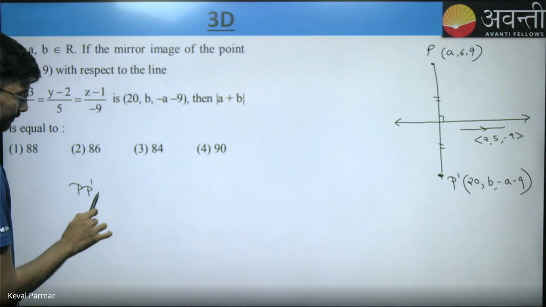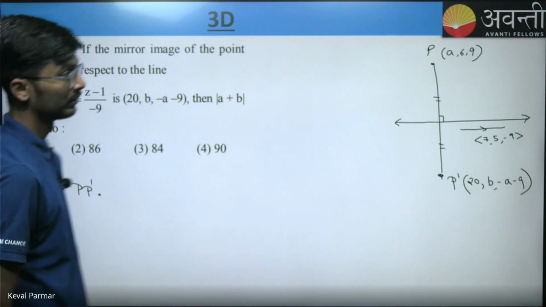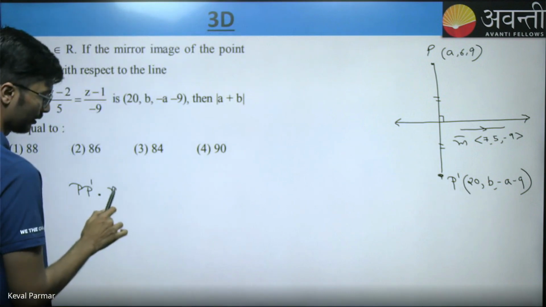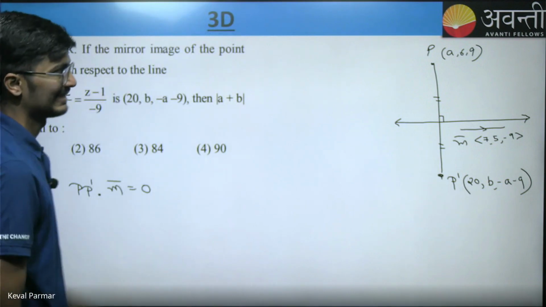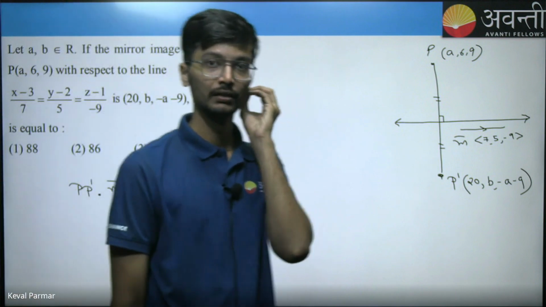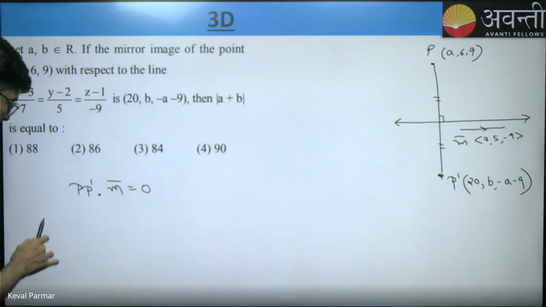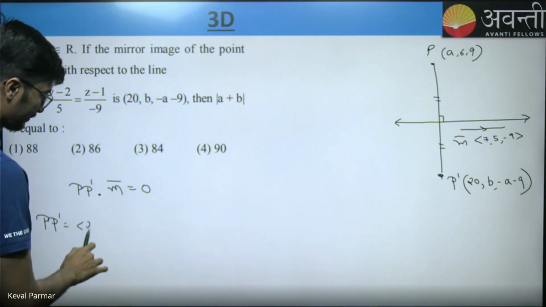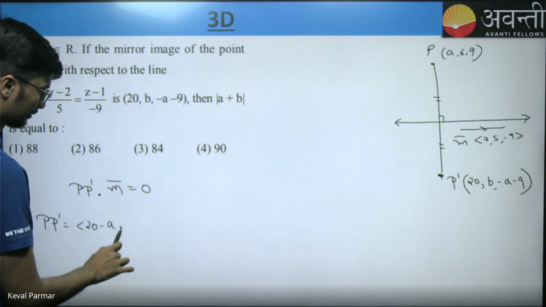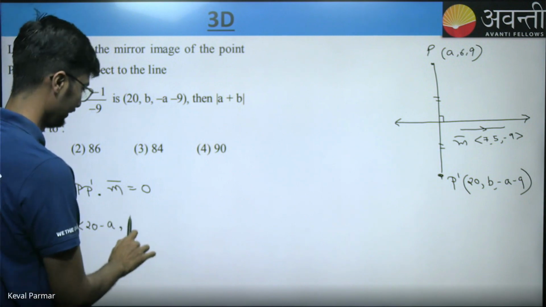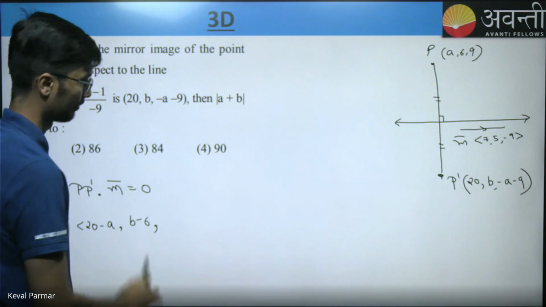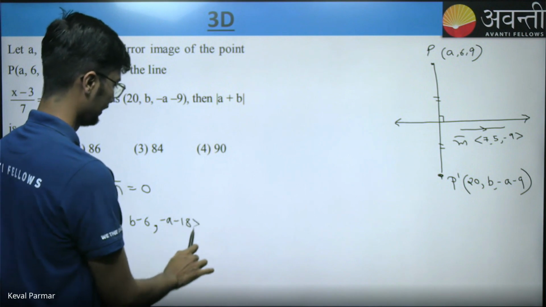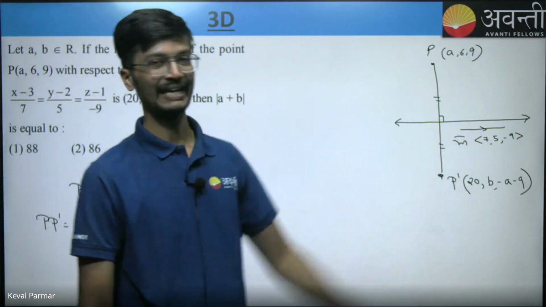P dash is perpendicular to this direction ratios M vector. So P dash dot M vector will be equal to 0. I hope you are getting it, right? What will be P dash, guys? So let us write P dash. It will be 20 minus A, comma, B minus 6, comma, minus A minus 18. Now P dash dot M equals 0.